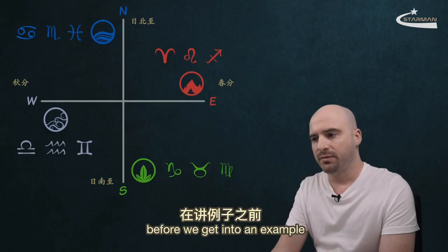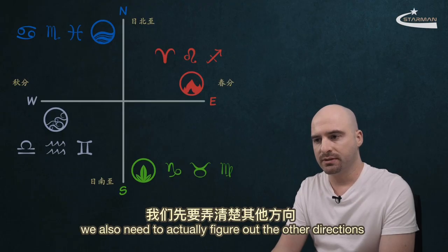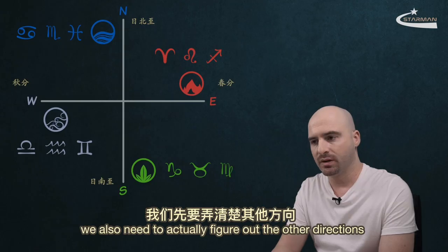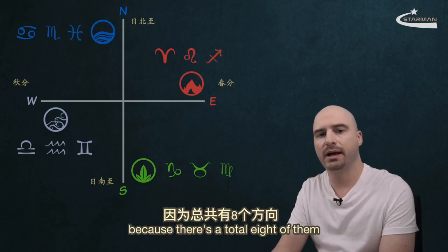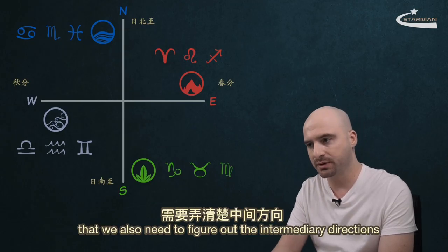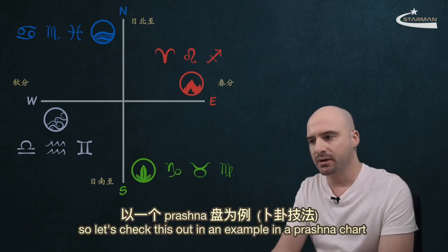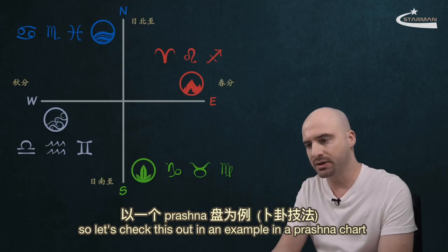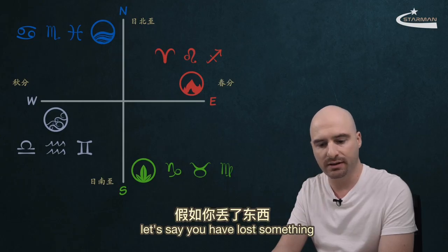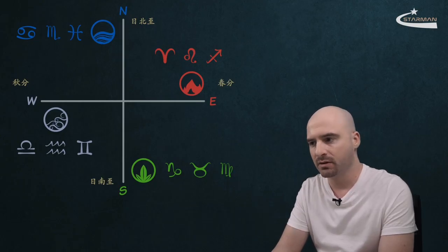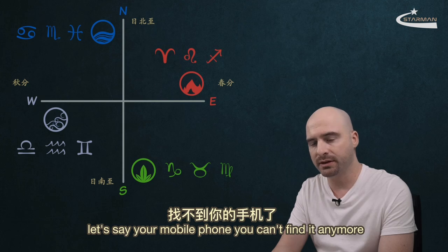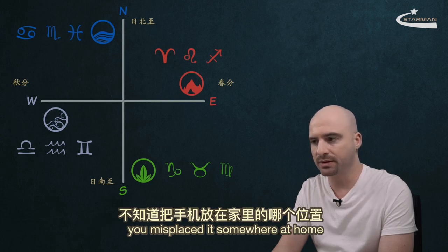Now, before we get into an example, we also need to figure out the other directions, right? Because there are in total 8 of them. There's not just 4, we also need to figure out the intermediary directions. So let's check this out in an example in a personal chart. Let's say you have lost something, your mobile phone, you can't find it anymore, you misplaced it somewhere at home.